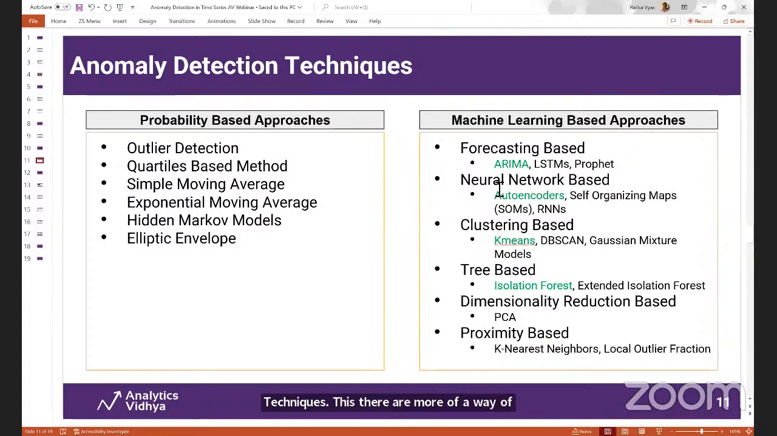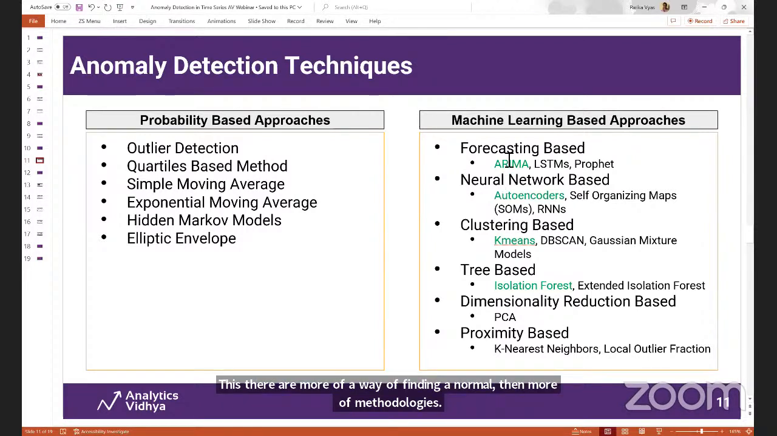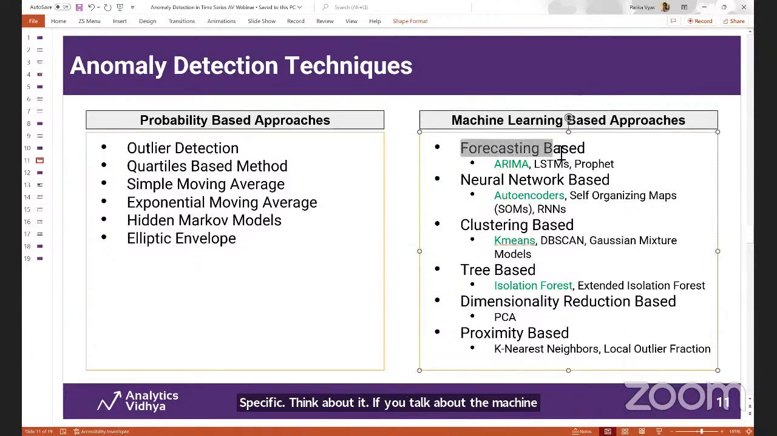They're more of methodologies. Because if you talk about the machine learning based approaches, the forecasting based approach, what exactly is forecasting? We'll be talking more about it in the next slide. But just to give you a basic idea, forecasting is a use case where you want to forecast the sales of a store, or how my stock is going to look in the future, how my sales are going to look in the future, how my consumers are going to react in the future, and so on. So forecasting is actually a machine learning problem, and we are trying to detect anomalies using forecasting.